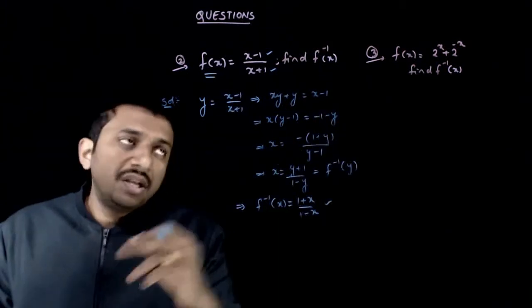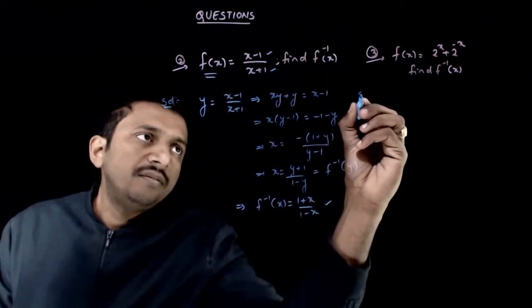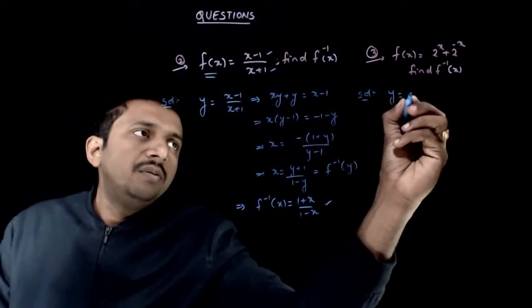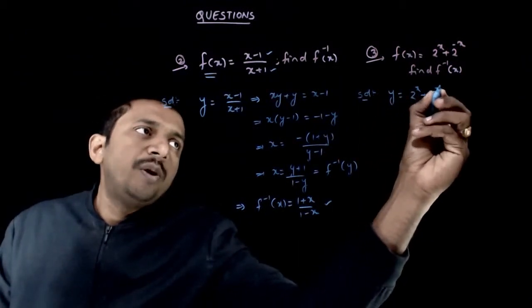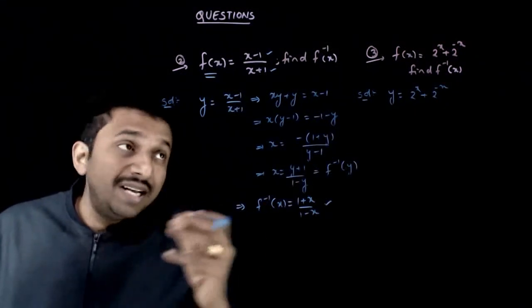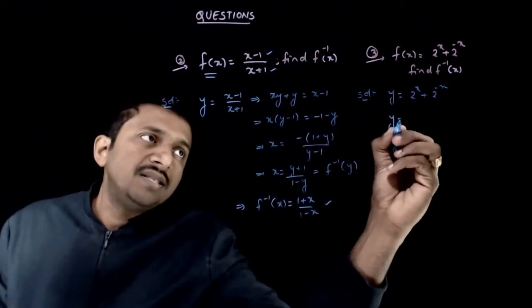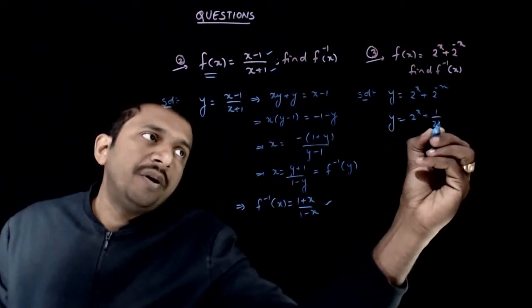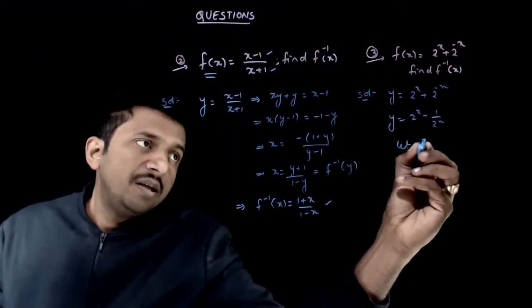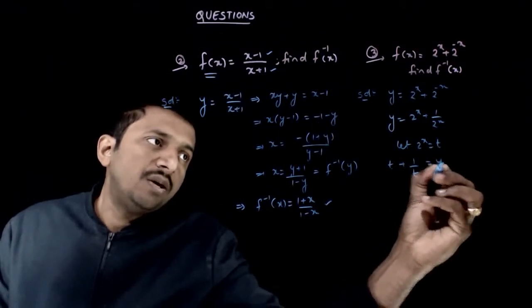Similarly, in the next question, given f of x is 2 power x plus 2 power minus x, we need to find the inverse function. Here also we apply the same method. So y is equal to 2 power x plus 2 power minus x. Is there a way in which you can find the value of x from this in terms of y? There is a standard model which is called a quadratic model. Here y is equal to 2 power x plus 1 by 2 power x. Let 2 power x be equal to t. So t plus 1 by t has to be equal to y.